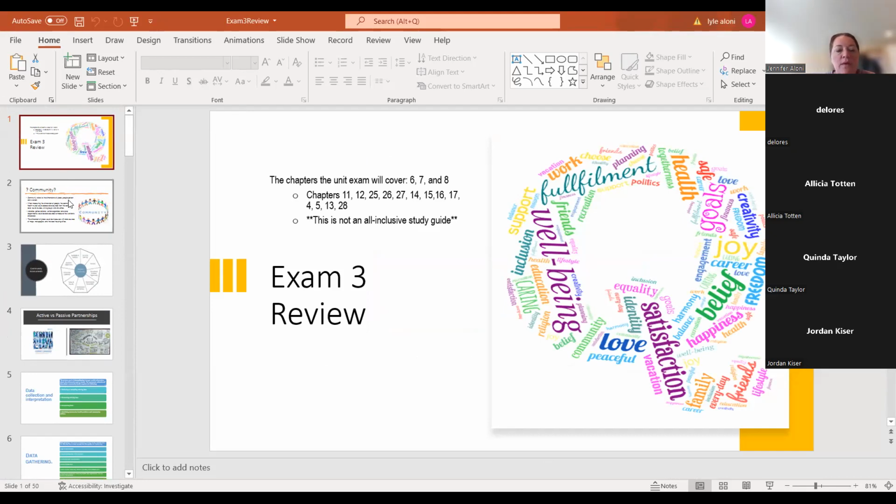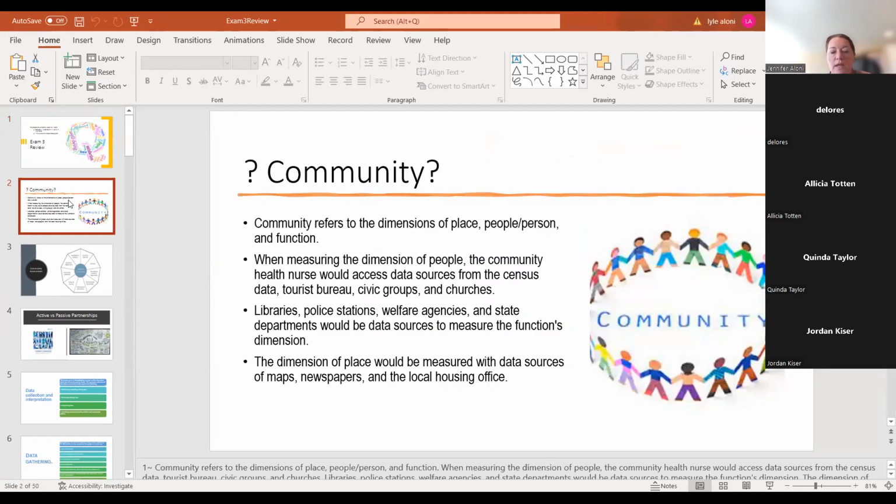Okay. So on the first section, we're going to look at community. And when we look at this, some questions you might come up with are, how do we determine communities? What does community look like? Things like that. Okay. So we know it refers to the people, place, and function.